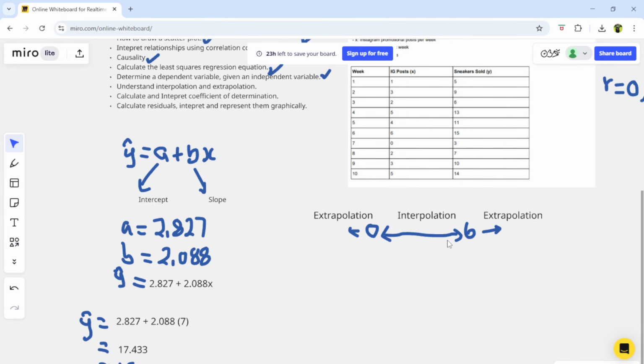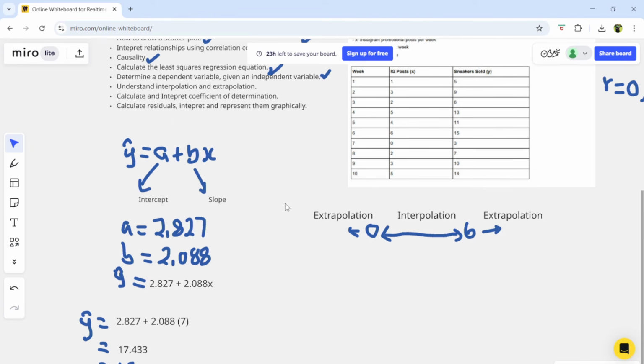So if, let's say, for example, they say determine the number of sneakers sold if we posted 2 IG posts. So that is 2 over here. You can see that for 2, the answer was 7. So you can actually use this to determine the estimated one, not the actual one, because these are the actual numbers. There's what we call the estimated one, which is here. We're gonna do that, especially when you come to the residuals, right?